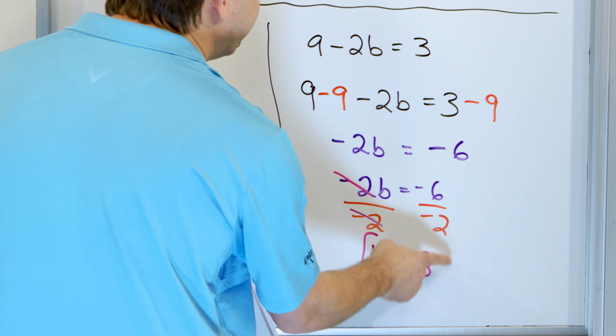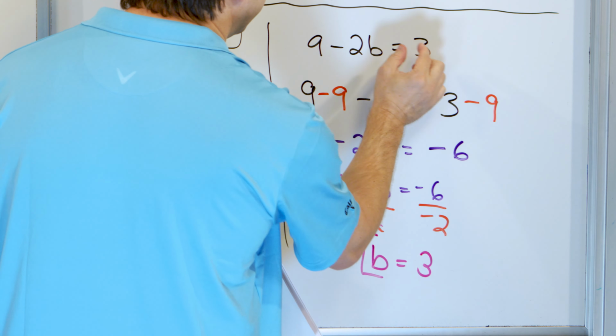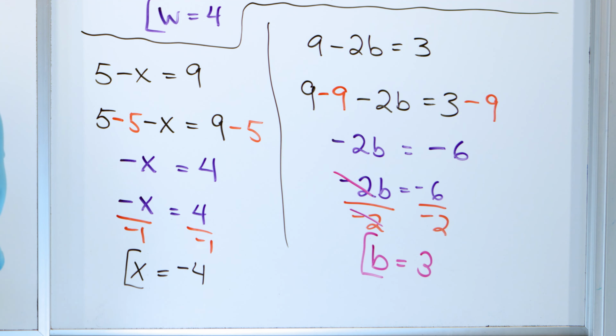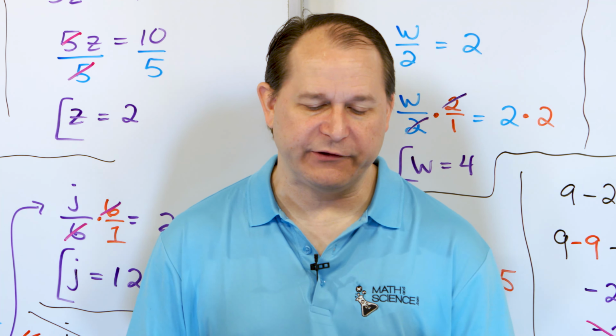And you can check yourself, put a 3 in here. 2 times 3 is 6, and then 9 minus the 6 is 3. And so that is the correct answer. All right, and that concludes the end of solving two-step equations, part 1.